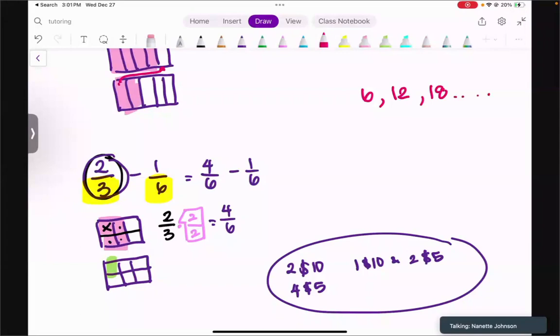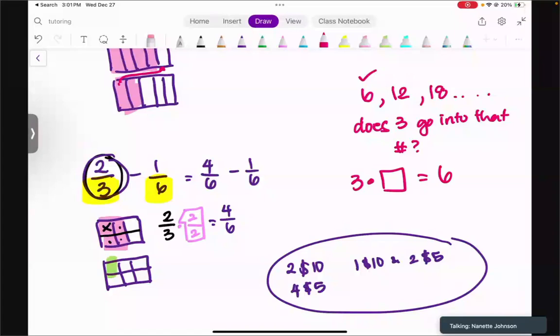And I'm really asking myself, does 3 go into that number? Right? And the answer is yes for 6. So now I'm thinking, okay, since it's yes, then in my brain, 3 times what number gives me 6? And you're saying, oh, it's 2. Well, that's where that 2 came from. Okay, so that's what the concept is. And so now let's just do some work on common denominators.